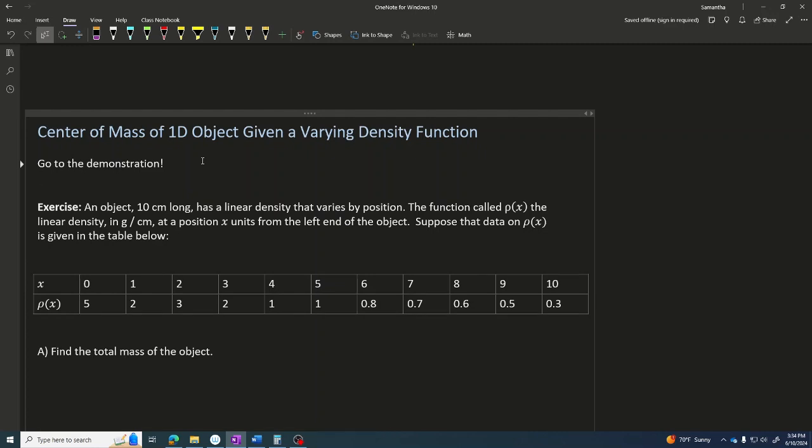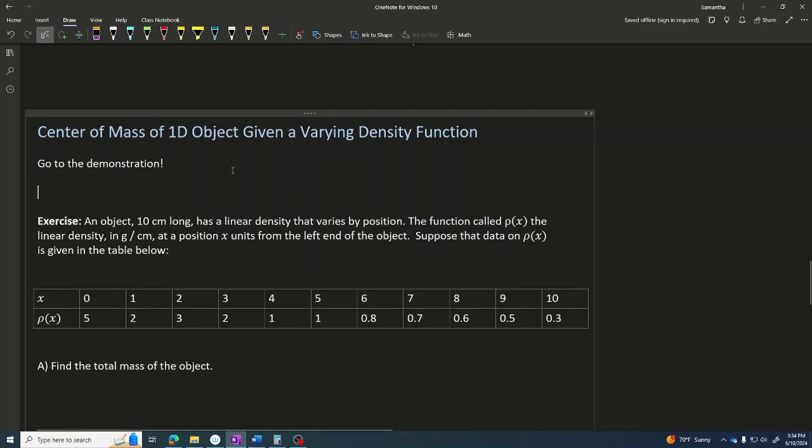Editing Sam, please go to the demonstration of a continuous varying density.